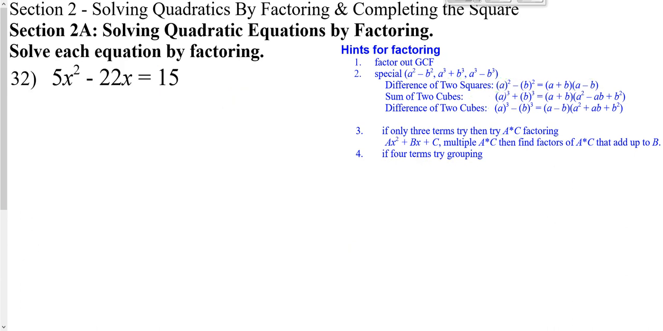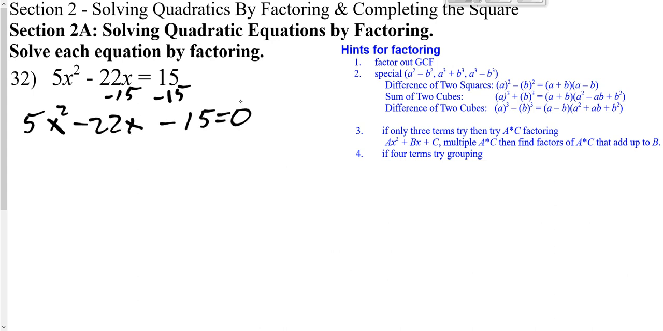We're going to do the same thing here, but remember, to solve by factoring, you have to have it equal to 0. So I need to get this 15 to the other side. I'm going to subtract a 15 from both sides, and I get 5x squared minus 22x minus 15 is equal to 0. Then you always want to look for a greatest common factor. Well, we know 5 goes into these two, but 5 doesn't go into here. So there isn't a greatest common factor that's going to be helpful. So we have three terms, and we're going to have to try our AC factoring. So we take A times C, multiply those together, and you get negative 75.